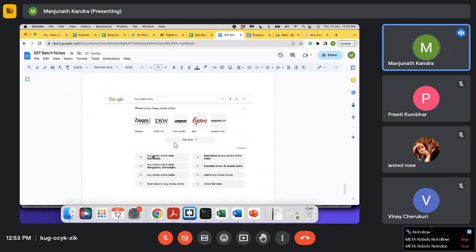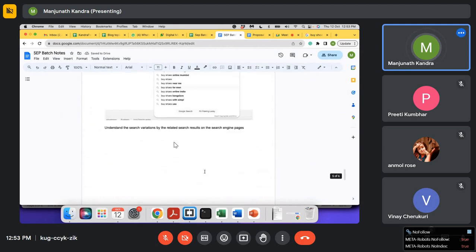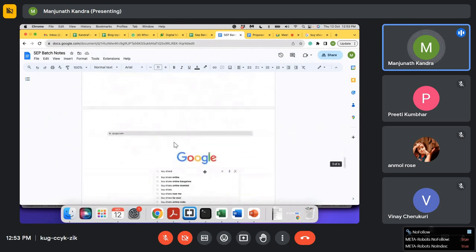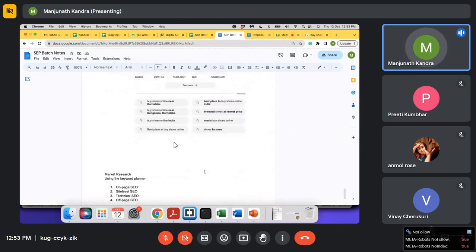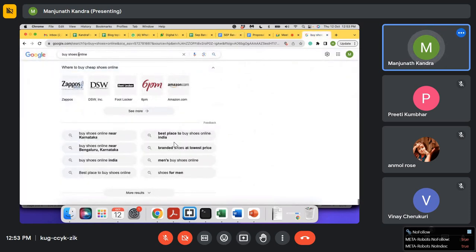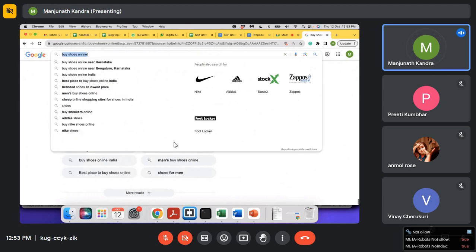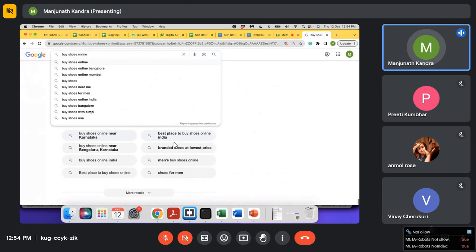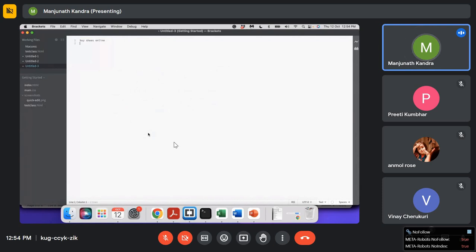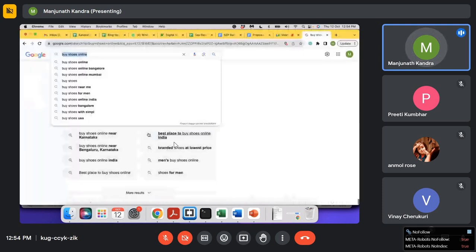So you can understand this way as well, but there is one problem in both of these ways. You'll be able to understand how people are searching on Google, but will you really get all the search keywords? Maybe you might, but you have to do a lot of circus. Every time I have to type a different alphabet or a different variation. That's how I'll be able to get "buy shoes". Now I have to copy this and paste it. There is no way of me getting everything in one sheet at one go. You have to paste it one by one like this.